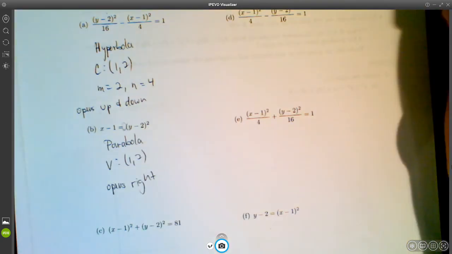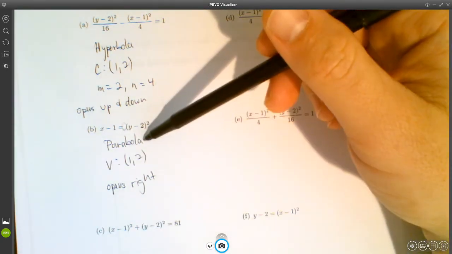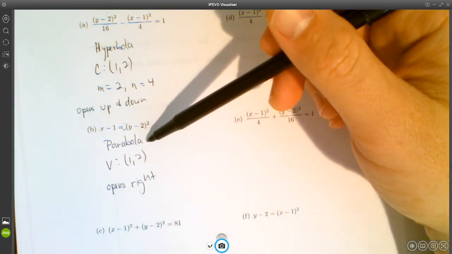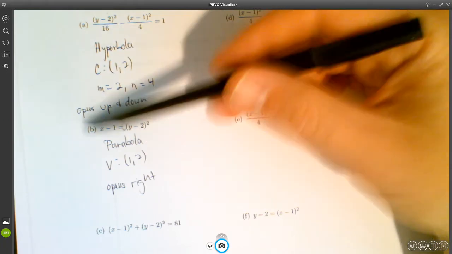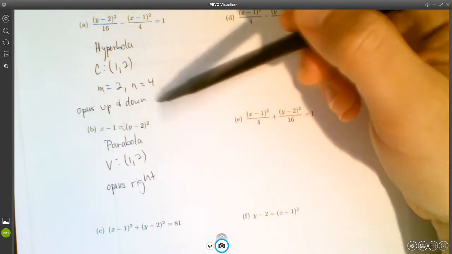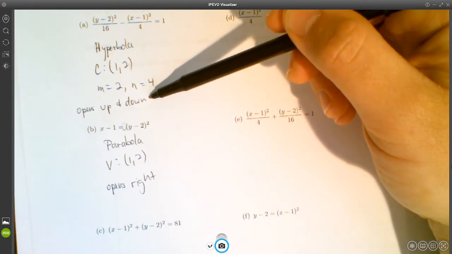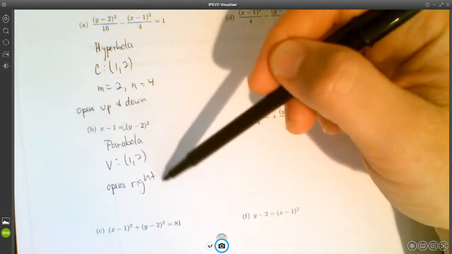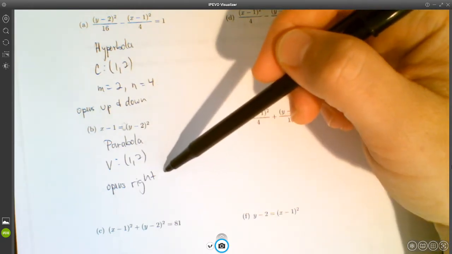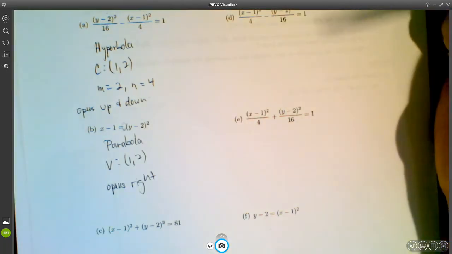Note that it doesn't open left and right. It's a parabola, so it only opens in one direction. It's not a hyperbola, right? Hyperbolas have two different halves. So this hyperbola is going to open up and down, right? It's going to open in both directions. But a parabola only opens in one direction. This parabola opens right.